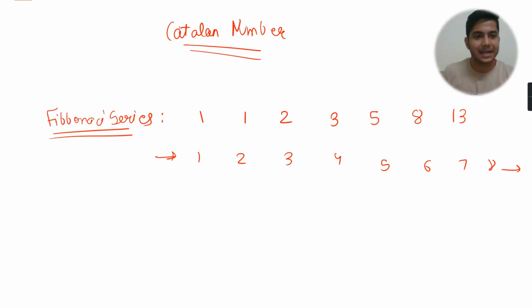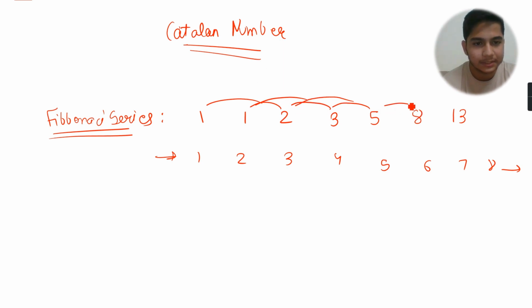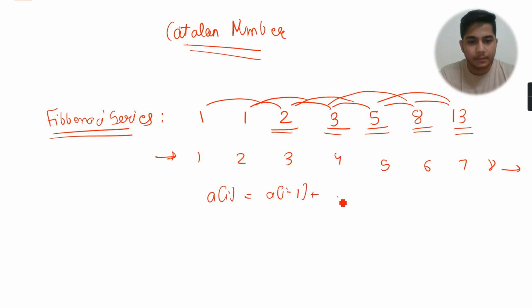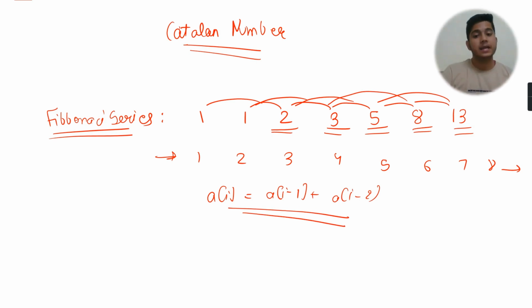The sole reason behind all the things is that this is a special kind of sequence. You might be observing that this is the sum of these two, this is the sum of these two, and this is the sum of these two, right? So 2 is 1 plus 1, 2 plus 1 is 3, 2 plus 3 is 5, 5 plus 3 is 8, 8 plus 5 is 13, and so on. It goes on this way. So basically the sequence is a_i equals a_(i-1) plus a_(i-2). So this is the basic sequence behind it.